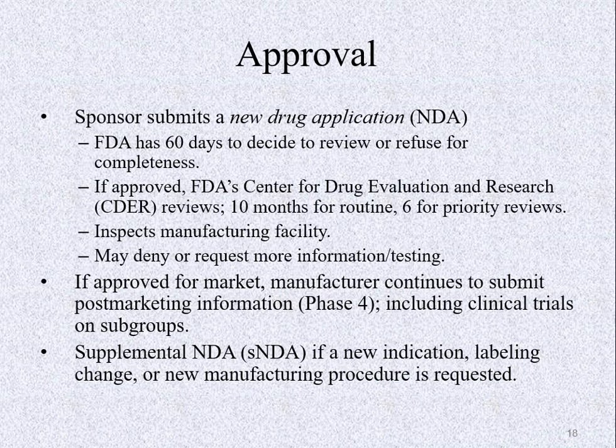Approval. The sponsor submits a new drug application to the FDA. The FDA has 62 days to decide to review or refuse for completeness. If approved, the FDA Center for Drug Evaluation and Research reviews. There's 10 months for routine, 6 for priority reviews. It inspects the manufacturing facility for cleanliness, sterility, and so on. May deny or request more information required.